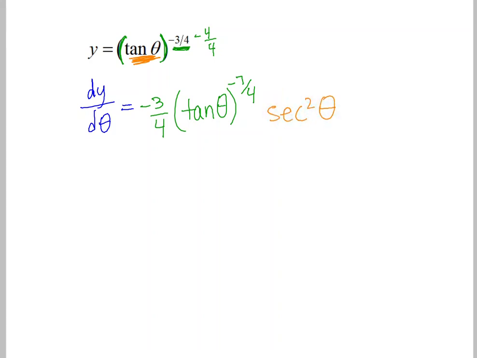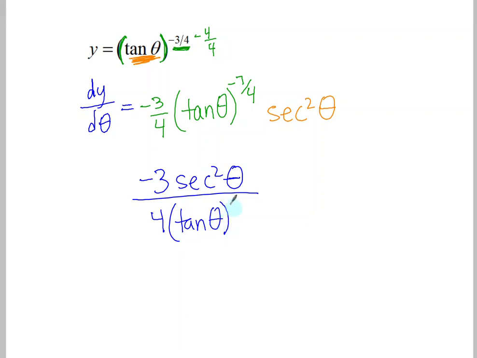I have a derivative, but I can clean this up a bit. Such as negative exponents, I can put those back in the denominator. So what's left in the numerator? Negative 3 secant squared theta over 4 tangent theta to the 7/4.